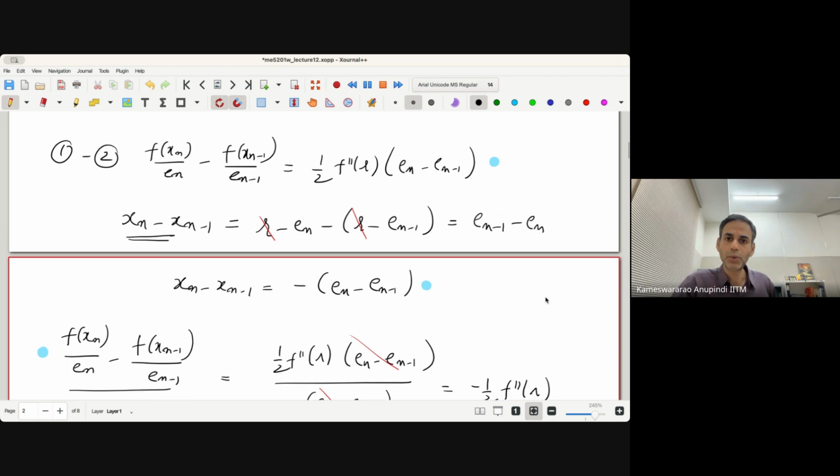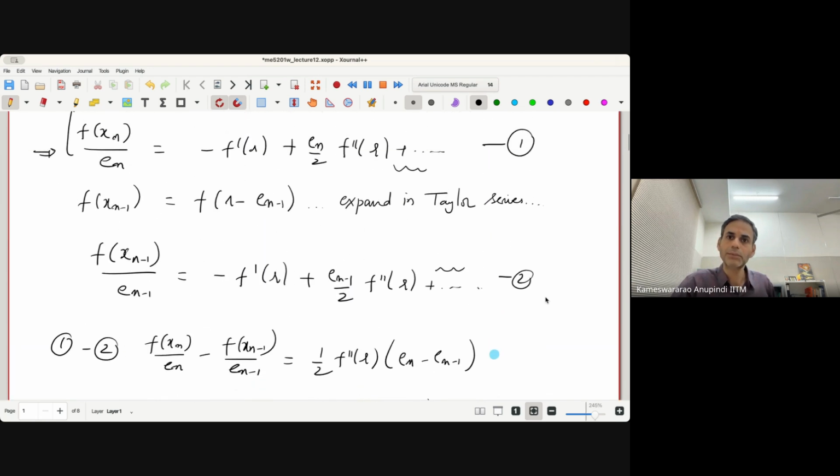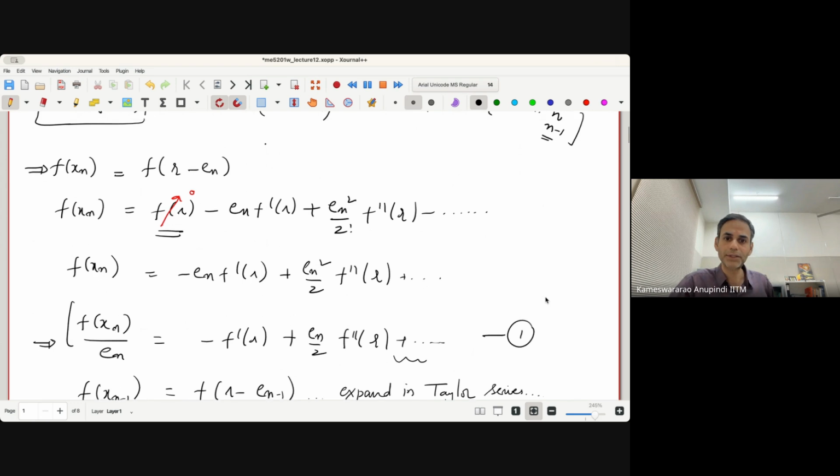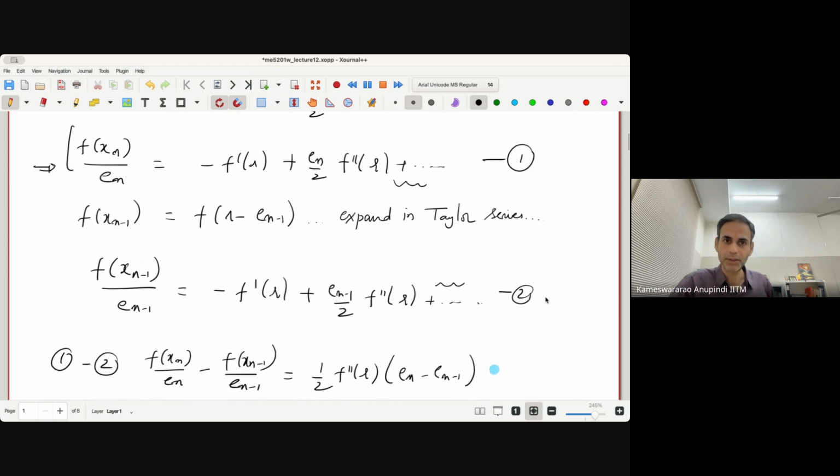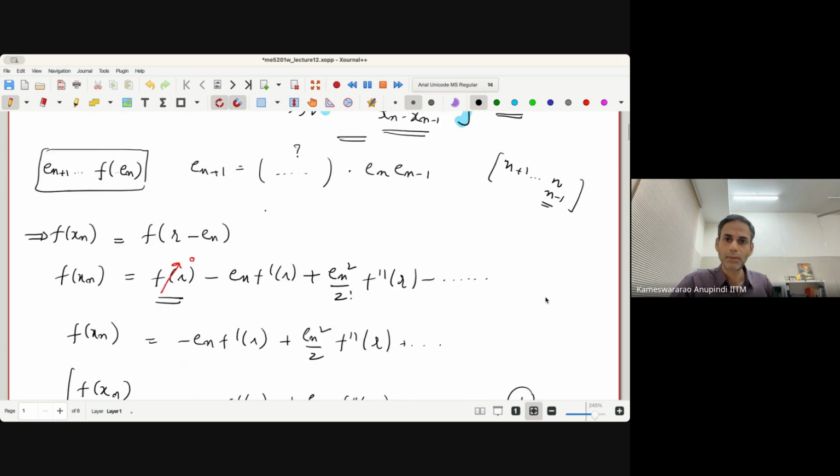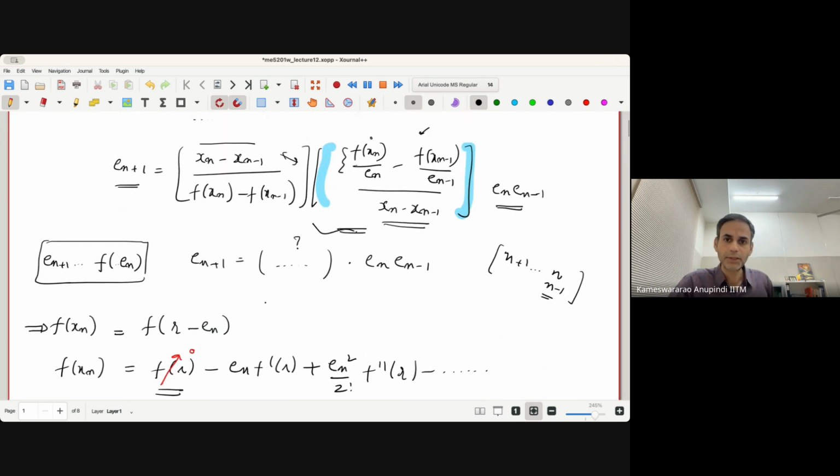Okay, so that is what my factor is. Where is the factor? I think it's still above. So it is this factor. This factor is what I got as minus 1 by 2 f double prime r.